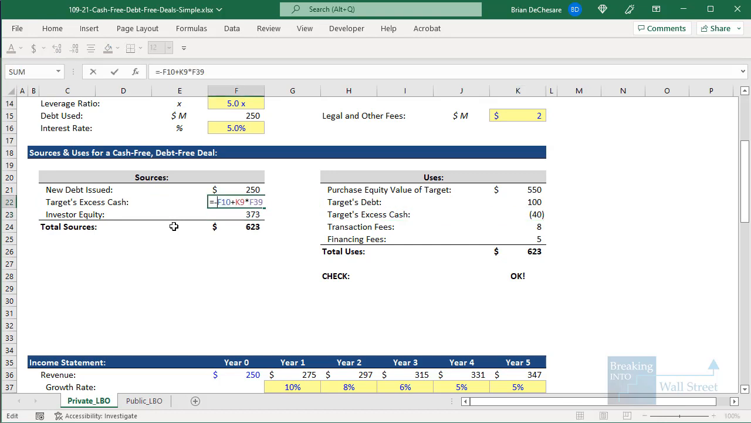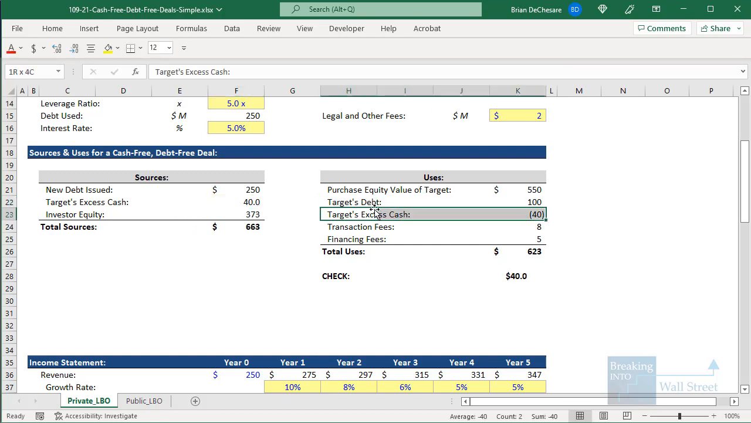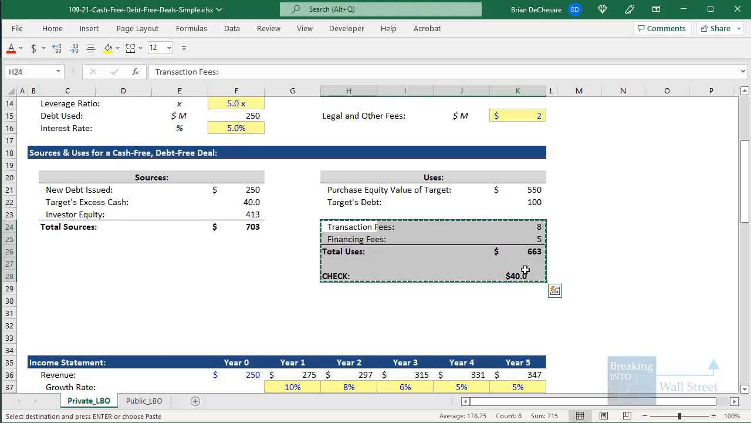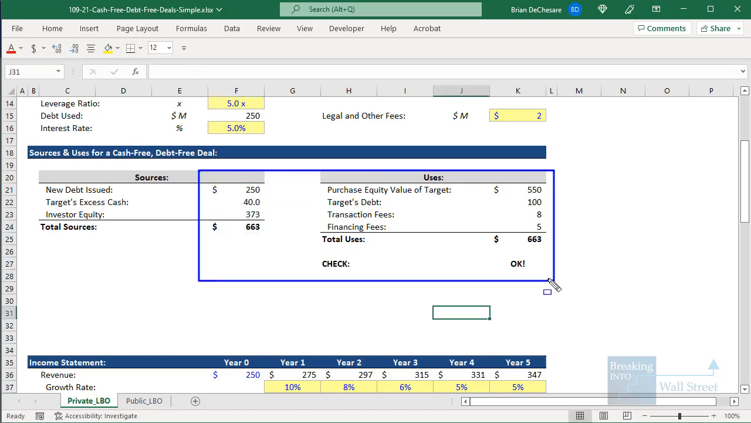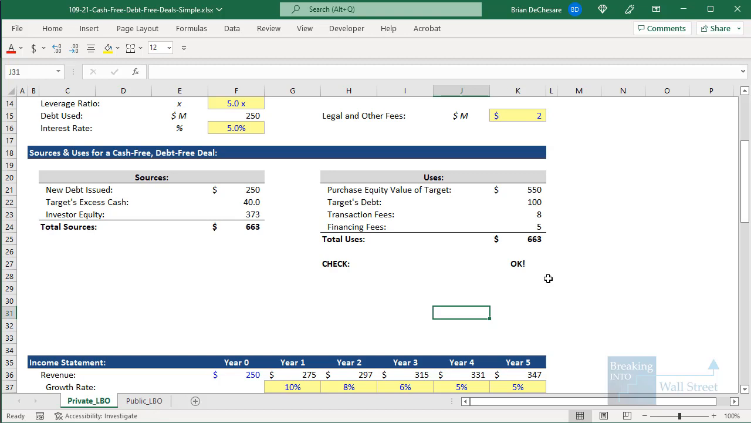So let's do this, and we'll just flip the signs on these to turn it into a positive. And then we'll delete the excess cash right here. And we have to change the investor equity as well to subtract this excess cash. And now we can see that it matches up and it looks just like the public company case. So I just showed you how you can take a minute or two and transform a sources and uses schedule for a cash-free, debt-free deal for a private company into one for a more standard deal for a public company and how they're actually equivalent.